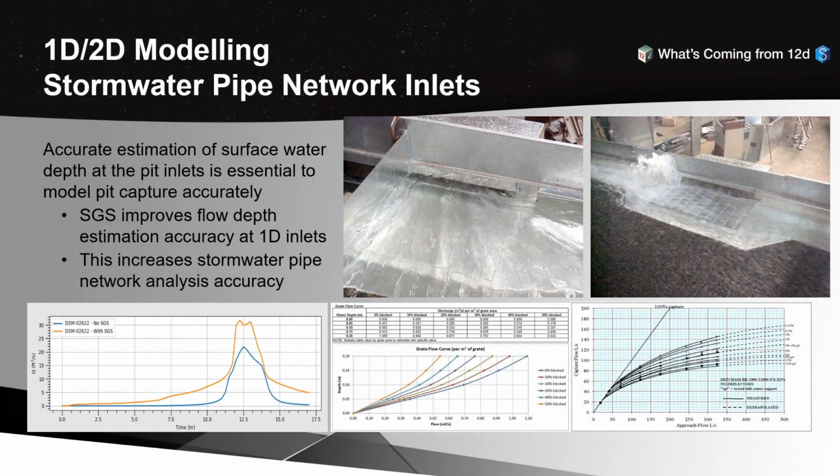In addition to what's happening above ground, if you are doing pipe network modeling, you'll actually find you'll get greater accuracy results throughout your entire pipe network as well. And it's simply due to the fact that the sub-grid sampled approach defines the depth of flow at all of your pit inlets more accurately than the old traditional approach.